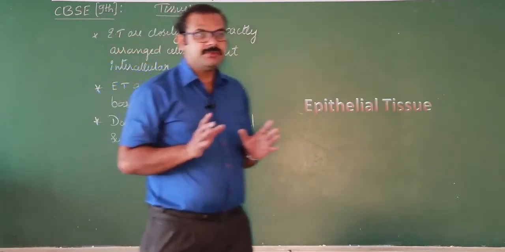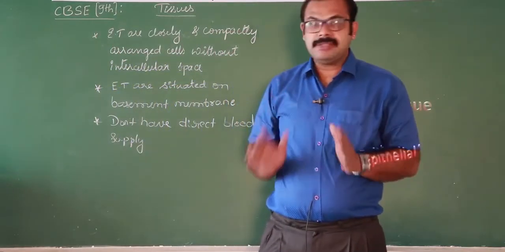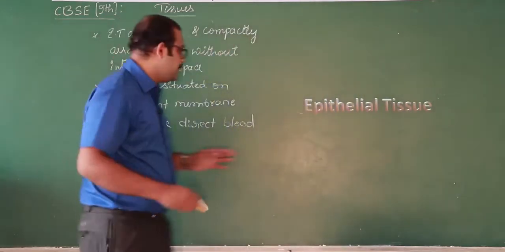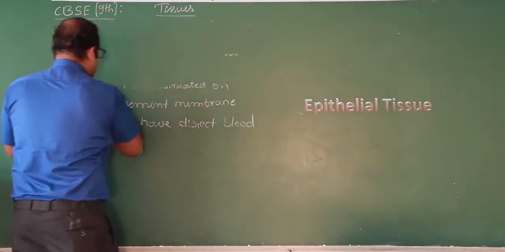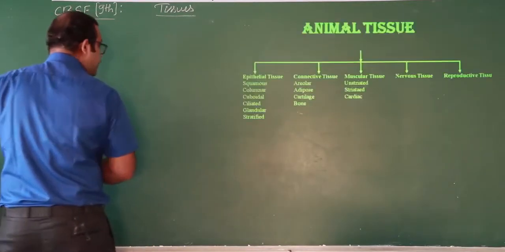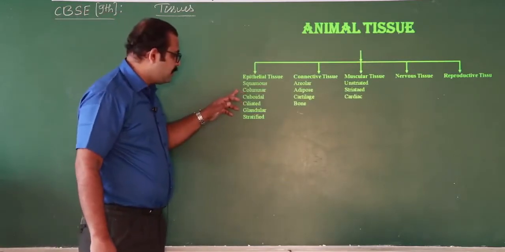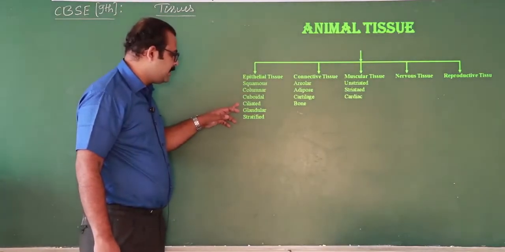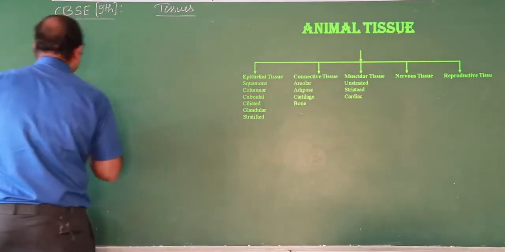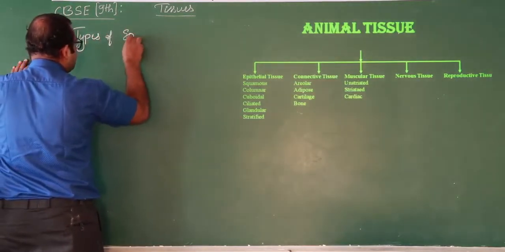Epithelial tissue is located in different organs, and in different organs it has different functions. Based on that we have different types of epithelial tissue. Let's see what the different types are. We categorize them as squamous, columnar, cuboidal, ciliated, glandular and stratified. I am going to write them. Types of epithelial tissue.